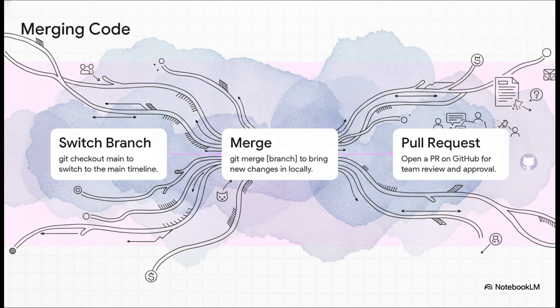But here's how it often works in a professional team setting. Instead of merging locally, you'll actually push your branch up to GitHub and open a pull request. This is absolutely incredible for teamwork because it lets senior developers review your code, leave some feedback, and approve everything before the merge officially happens.